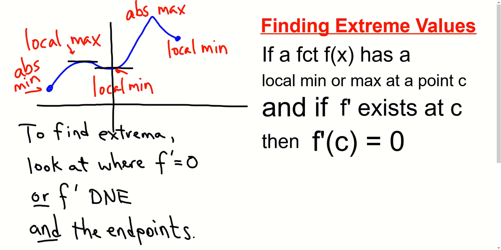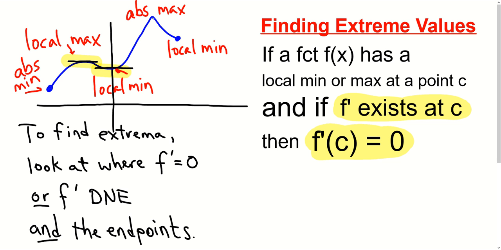All right. Now, to find the actual values, the actual numbers, if a function has a local minimum or maximum at a point and you're looking for it, as long as the derivative exists at that point, then the derivative has to equal 0. It's kind of neat. What it's saying is the derivative must be 0 right there. The derivative must be 0 right there.